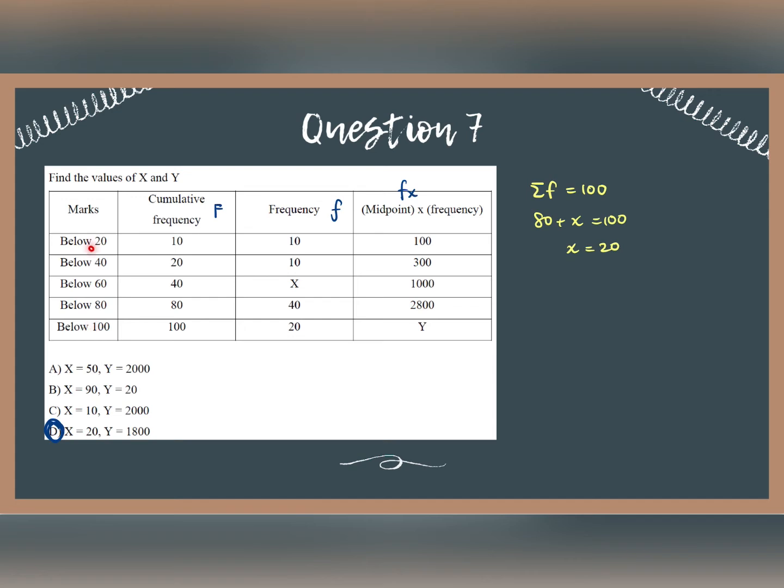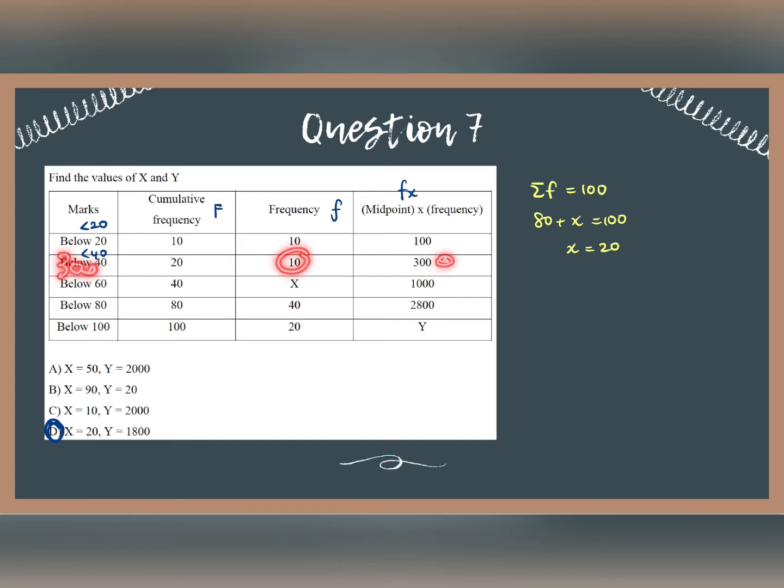Okay, so below 20, maksudnya the less than 20. Okay, ini pula less than 40 and so on. Okay, so kalau kita tengok dia punya X kat sini are supposed to be 10, betul tak? Kalau kita tengok antara 0 dengan 20, dia akan jadi 10. Antara 20 hingga 40, dia akan jadi 30. So 30 times by frequency kita dapat 300. So it is correct lah.